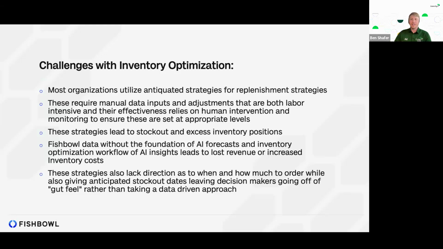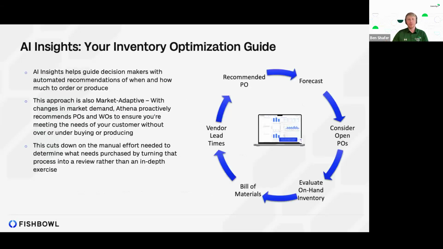So the way AI Insights is that inventory optimization guide for you really starts with the forecast. From there, we're considering what POs are already open. We want to evaluate what's on hand for inventory. If we're a manufacturer, we want to consider that bill of materials, so we're planning to the most granular raw materials that we're using in a build, as well as counting on our vendor lead times to ultimately put out what we call our recommended PO.